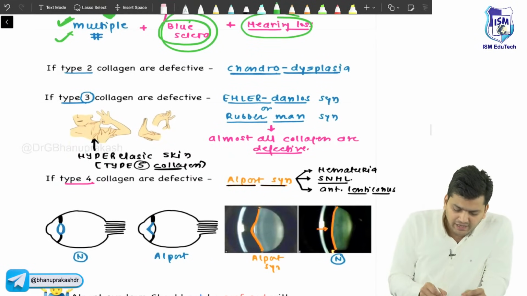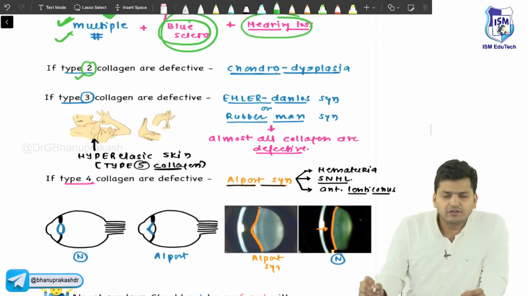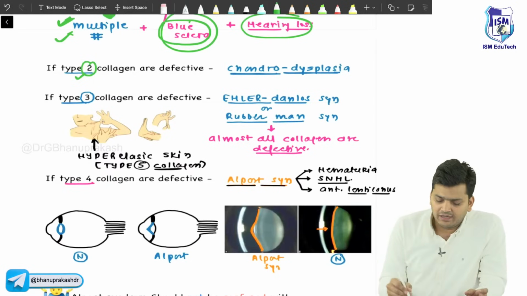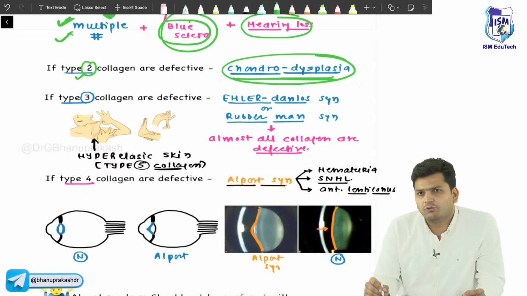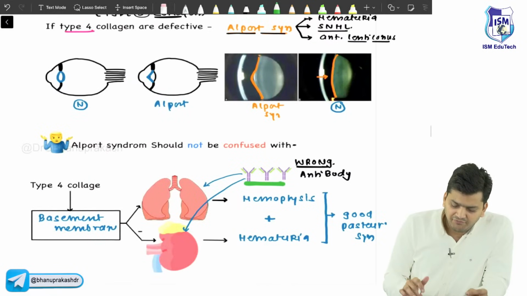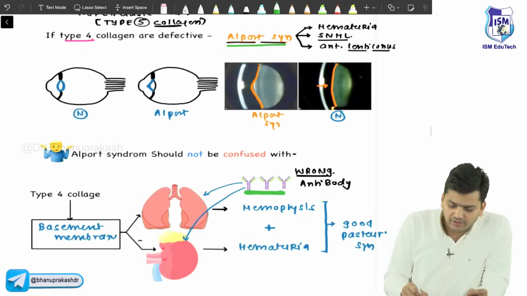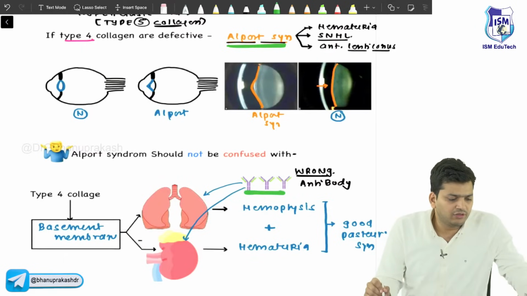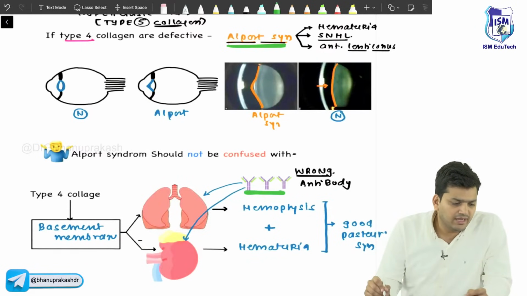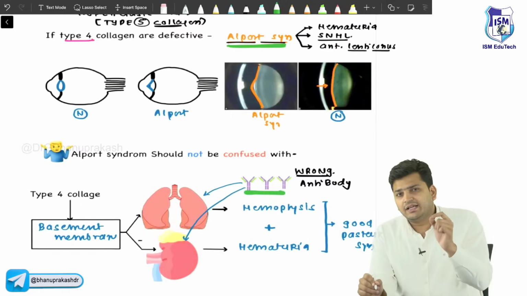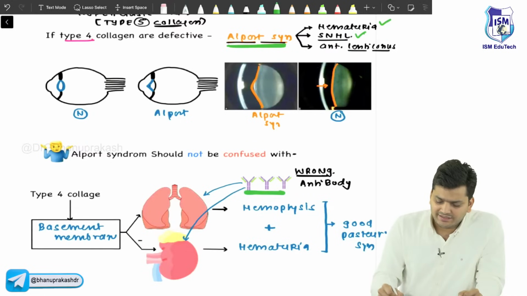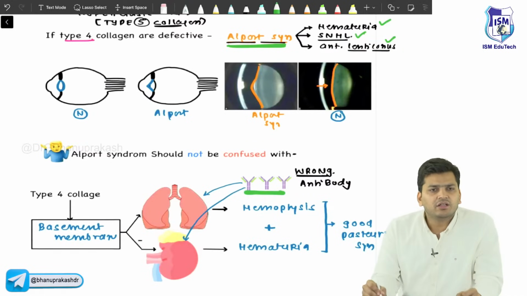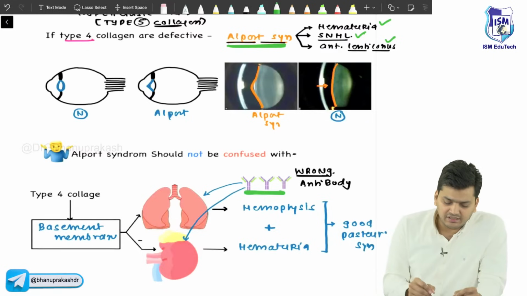Type 2 collagen is found in the cartilage. If it is defective, the cartilage will be defective and that is called chondrodysplasia. If the type 4 collagen is defective, that is called Alport syndrome. In Alport syndrome, there is a classical triad. What is the classical triad? Hematuria, SNHL, and anterior lenticonus. This is the classical triad of Alport syndrome.